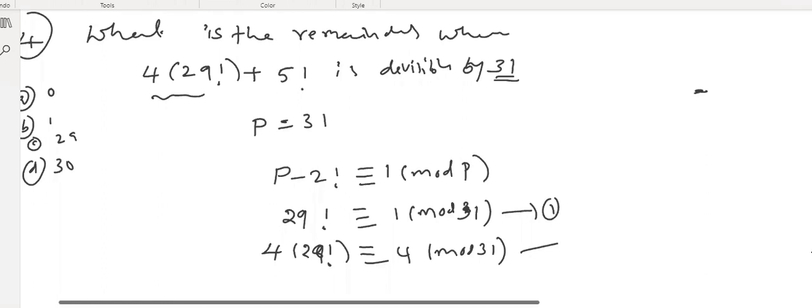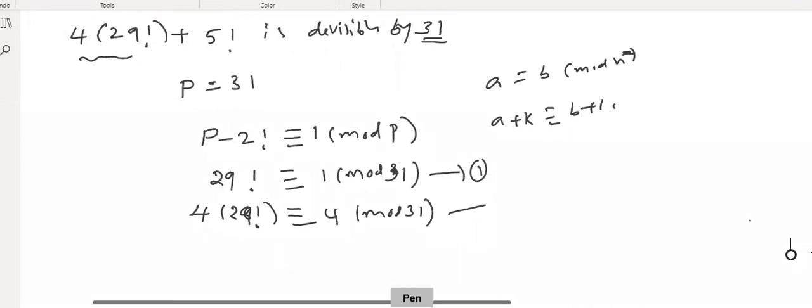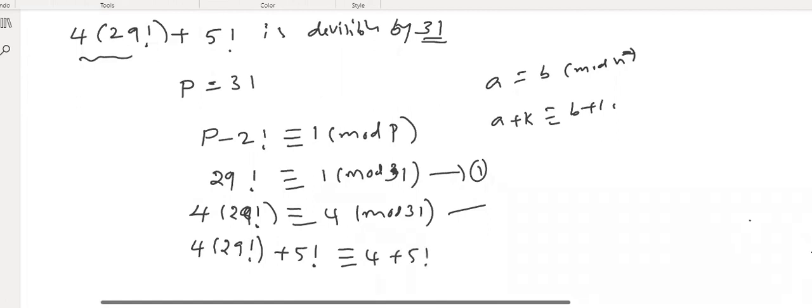Adding: we have a congruence relation property. If A is congruent to B modulo n, then you can add any number K, so A plus K is congruent to B plus K modulo n. So I can add the number 5 factorial. The modulo property of the congruence relation will not be changed. So please add them. Yes, I can add 5 factorial: 4 times of 29 factorial plus 5 factorial is congruent to 4 plus 5 factorial modulo 31.